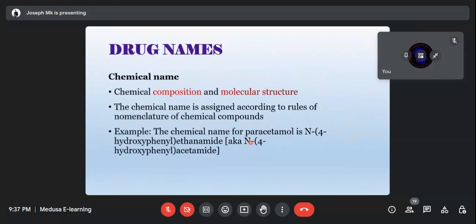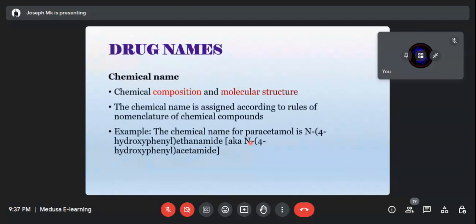Generally, there are just two classifications: chemical name and brand name. These are just the names of drugs, but you'll find that there is another one which we are going to call the generic name. That generic name just comes from the chemical name. So in some other books you'll find that they've just classified the drugs as chemical name and brand name. But initially, they are also going to talk about the generic name, which just comes from the chemical name.